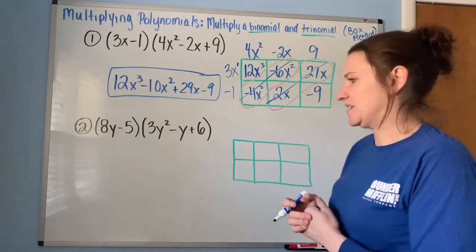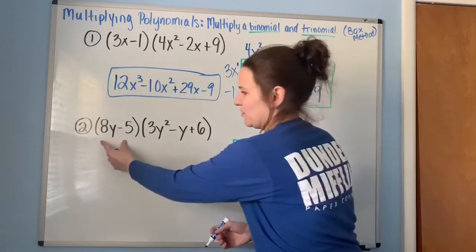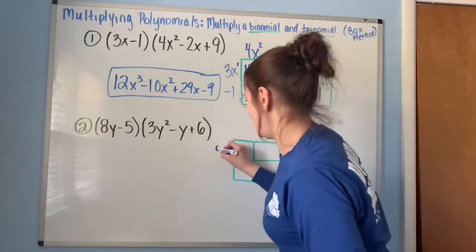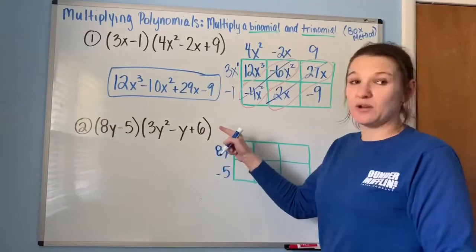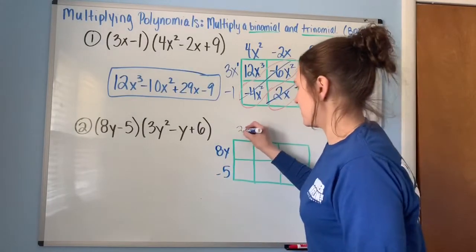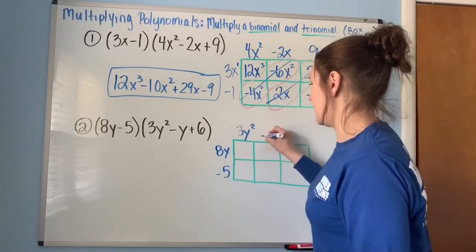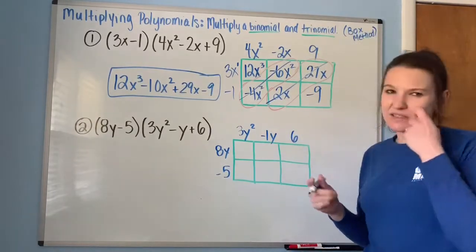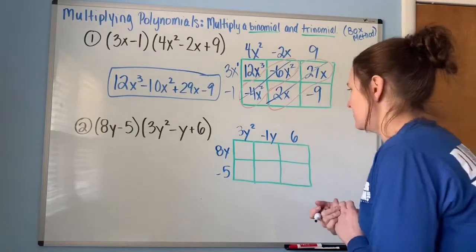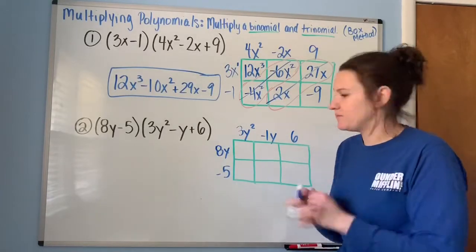Let's get started on the next one. Again, I noticed that this is my binomial, so that's got to go here. My 8y, my -5. My trinomial is going to go across the top. 3y squared, -1y, and 6. I like to put the 1 in there, it just helps me. If you don't prefer to do that, that's fine.